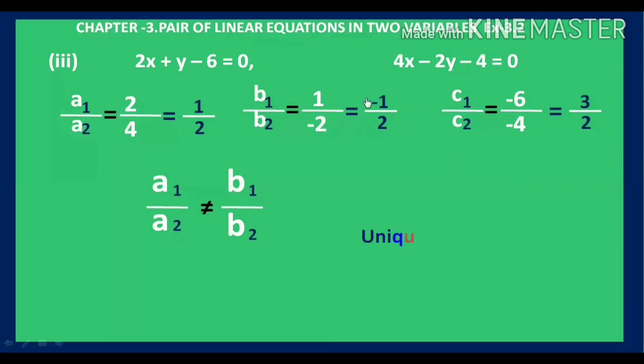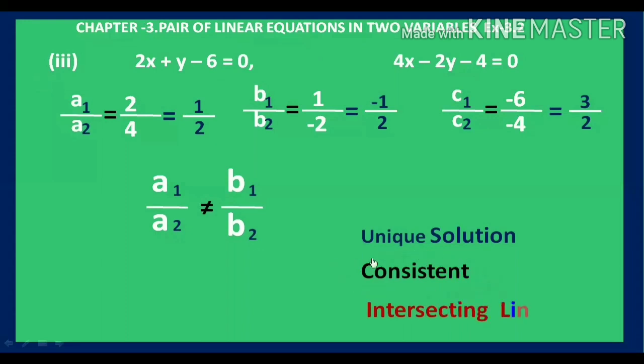And when these two ratios are equal, the system has a unique solution, the system is consistent, and we get intersecting lines. You know all three conditions. If a1 upon a2 is not equal to b1 upon b2, because the system is consistent, we have to draw the graph for this system.